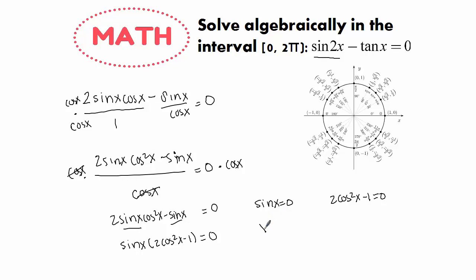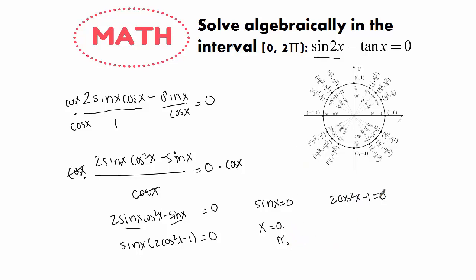So sine x is 0 on our unit circle at 0 and at pi. So 0 and pi are the x values that give us sine of 0. And we have to be between 0 and 2 pi, and those are between 0 and 2 pi.